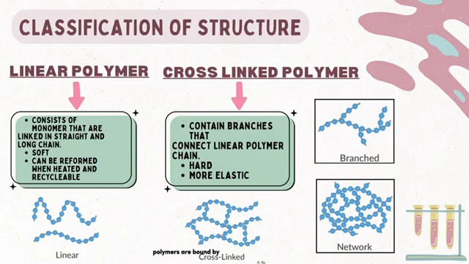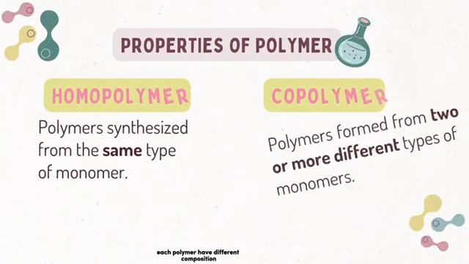Polymers are bound by van der Waals forces. The intermolecular forces are strong as the molecules are huge, so there are lots of van der Waals forces between them. Each polymer has a different composition.